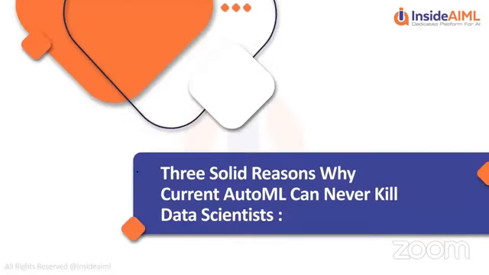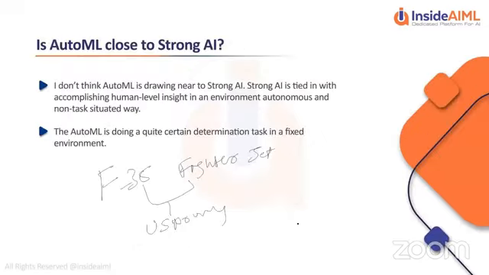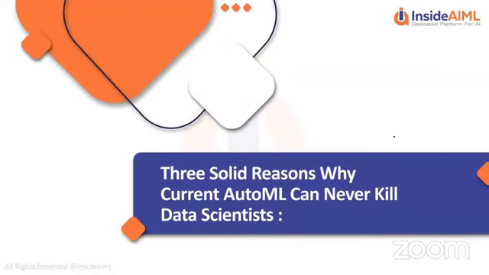We have three solid reasons why current AutoML can never kill data scientists. So firstly, tell me, did you guys understand till here? Any confusions? Okay, good. Three solid reasons why current AutoML can never kill data scientists.